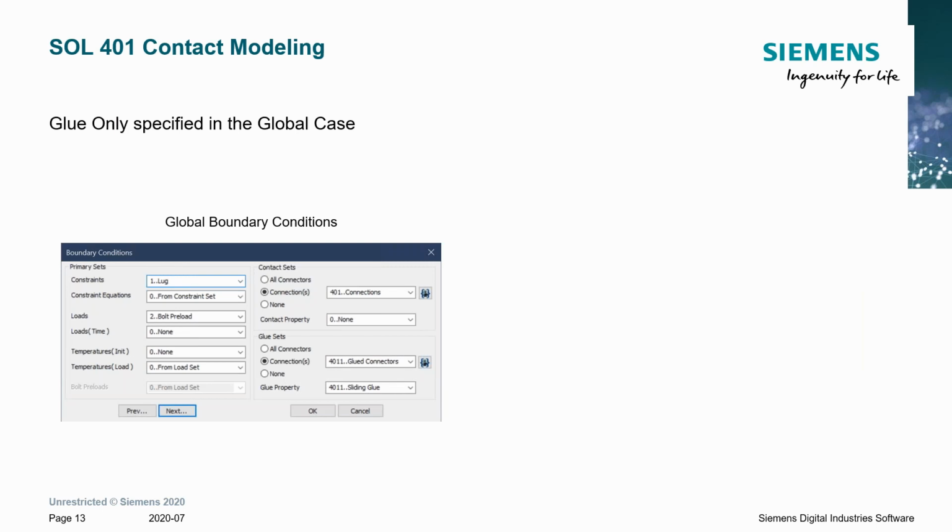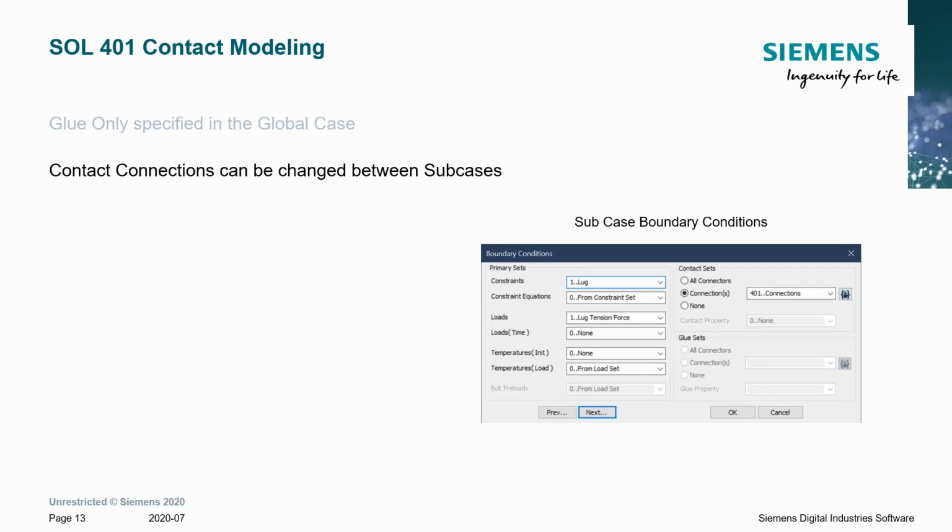One thing about Solution 401 is you can specify your glued contact only in the global case, and this is maintained throughout the whole analysis. So in this case, you can see I've got a connector set for contact and then a connector set for glued. And here you actually have the opportunity to select a single glued property. Then in a SUBCASE, you can't specify different glued connections, but you can change the connector sets within a SUBCASE. Generally, if you're not going to change it, you basically say none.